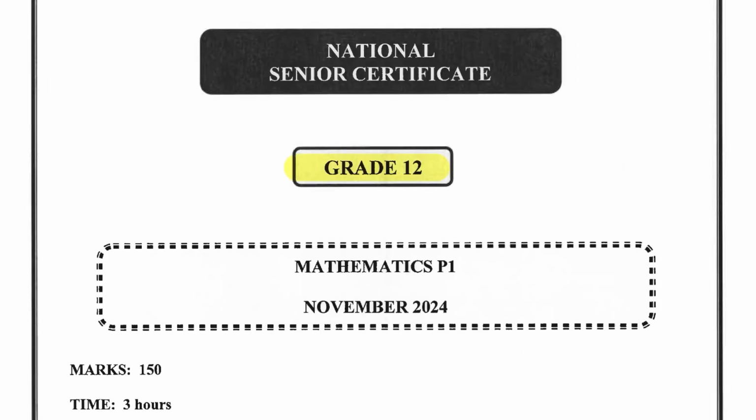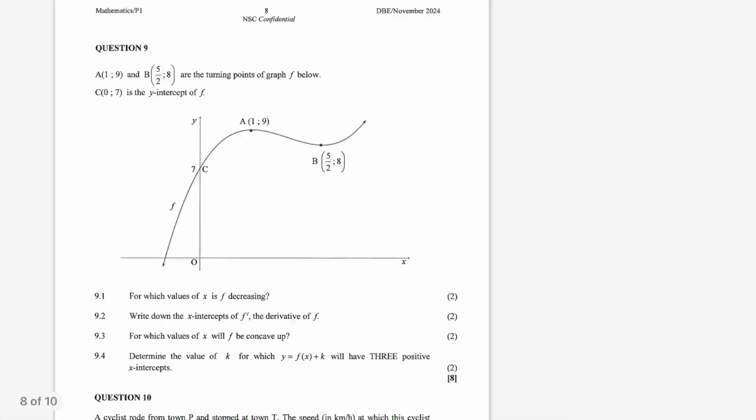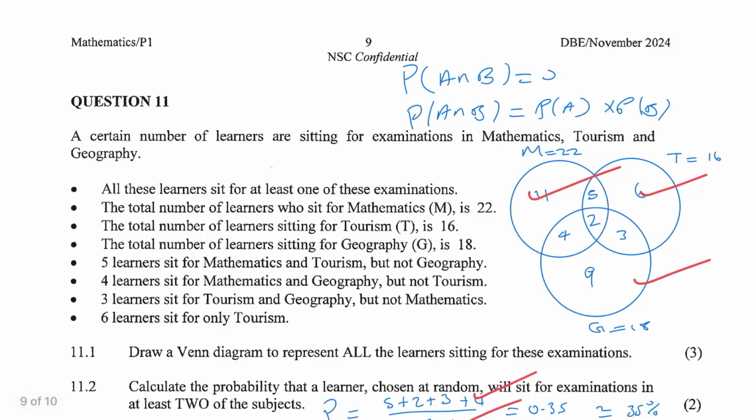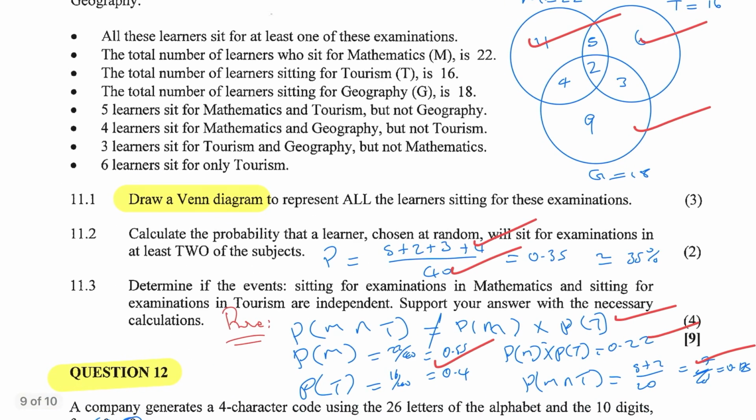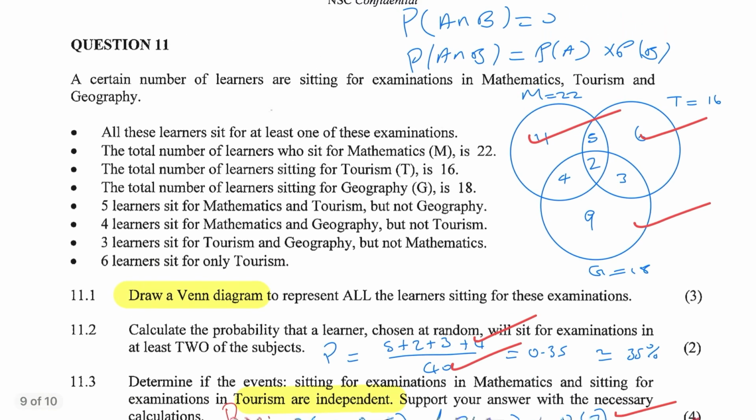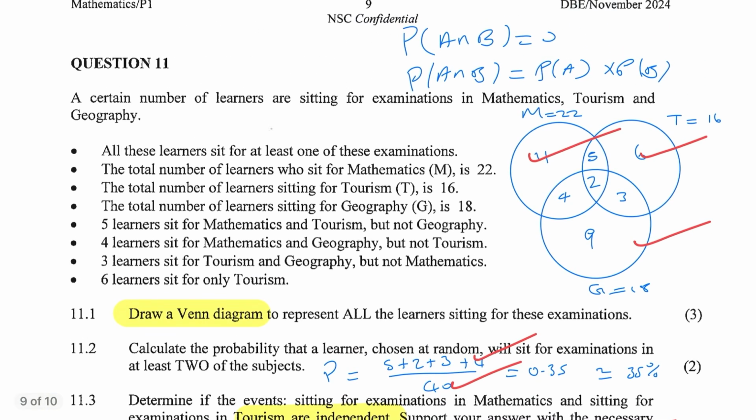So doing Grade 12 Mathematics Paper 1, November 2024. We're going to jump right into question 11. Question 11 is about probability. You're definitely going to learn how to draw a Venn diagram and answer questions based on a Venn diagram. That's what you'll be answering in 11.2. In 11.3, you're going to learn how to answer questions about independent events, and that's very important. So that's what you're going to be learning in this video. Let's get into it.